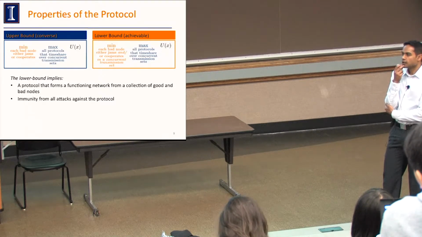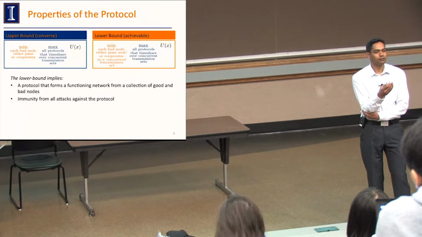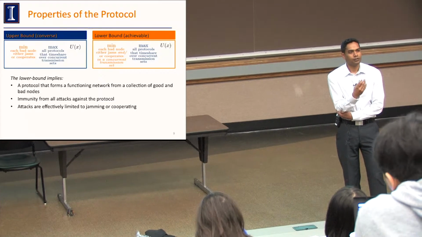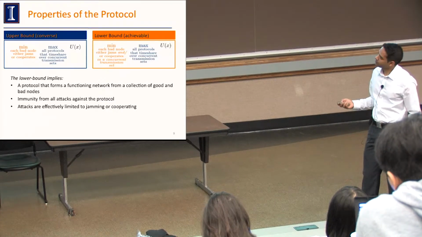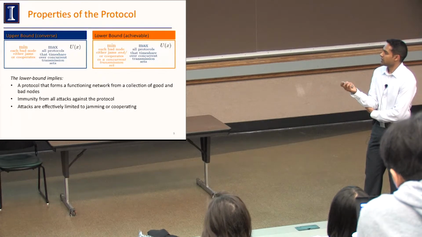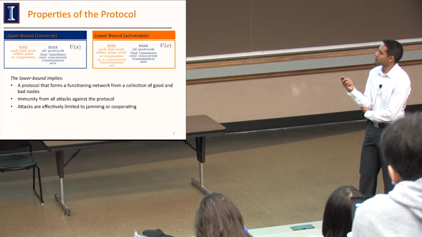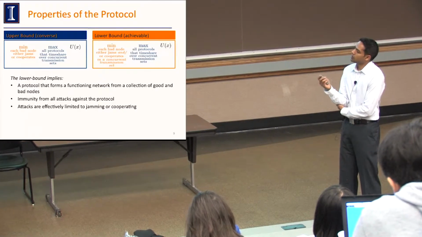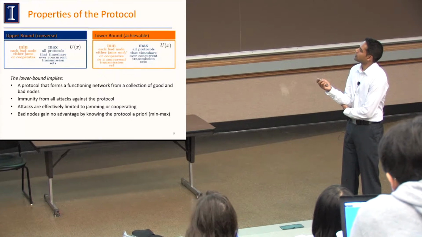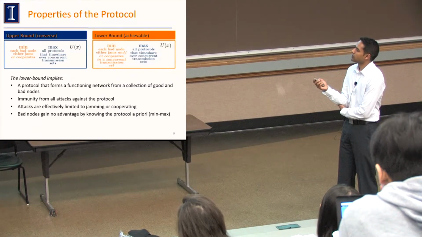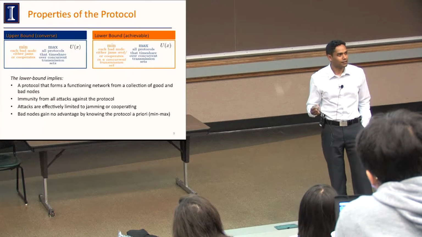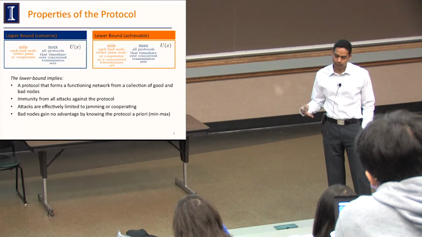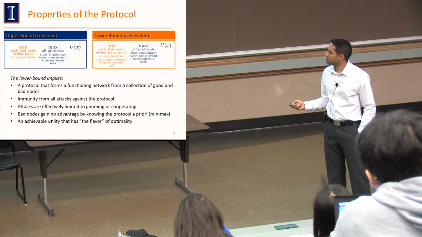And I think it has some implications that are interesting to people who design secure wireless protocols. What it means is that obviously you have a protocol that forms a fully functioning network from a collection of good and bad nodes. But it also implies that the network achieves this utility regardless of what attacks are mounted against it by bad nodes in the network. All attacks.